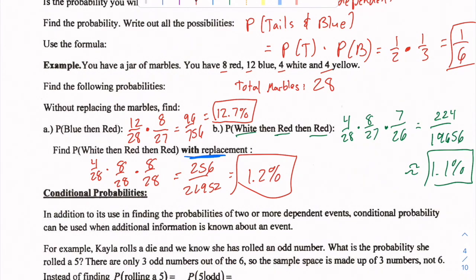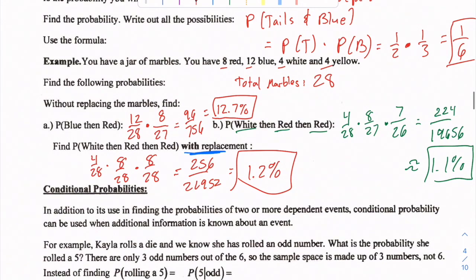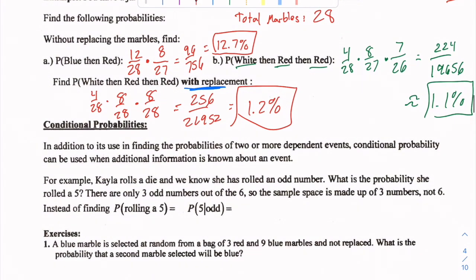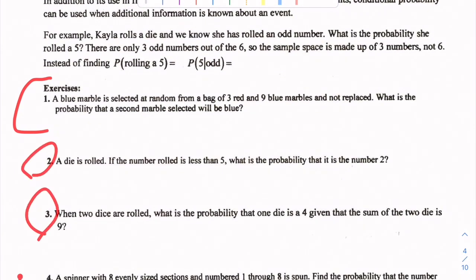Okay, let's get spicy here. Let's talk about conditional probabilities where one will affect the other. Okay, let's jump straight to this example, and then I'm going to do number 1, and then you guys will do 2, 3, 4 on your own. Okay.